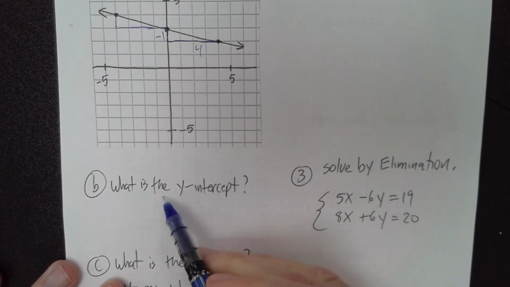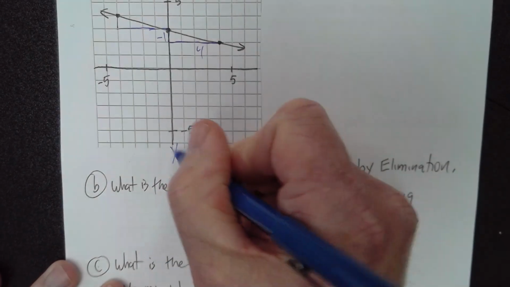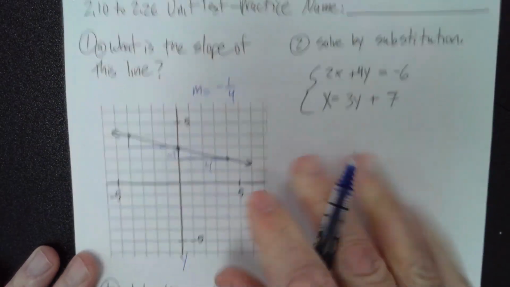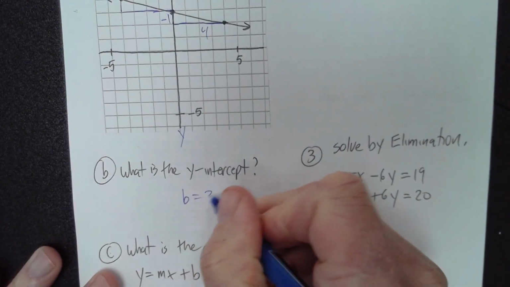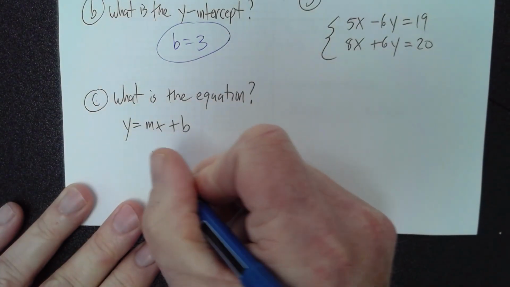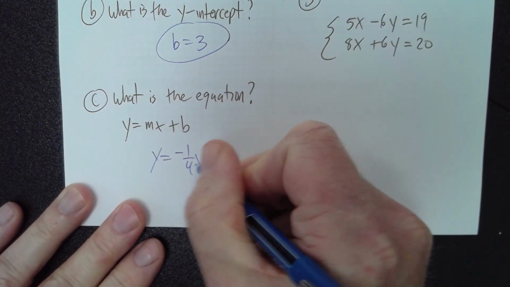The y-intercept is where it crosses the y-axis. The y-axis is the up and down axis. 1, 2, 3. 1, 2, 3. So b is equal to 3. Then we write the equation. Y is equal to negative 1/4 x plus 3.